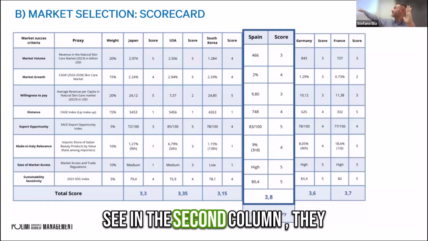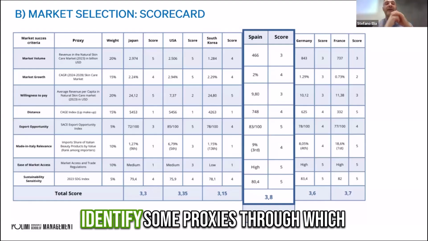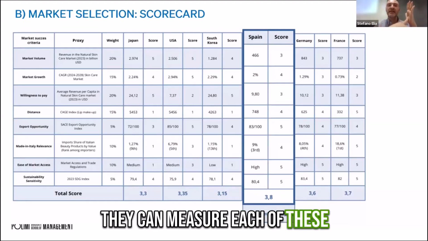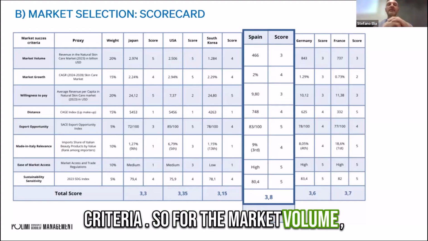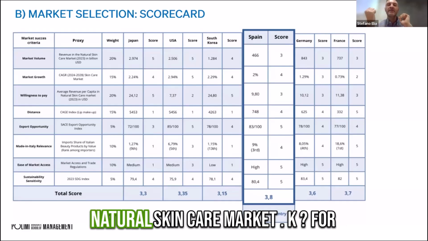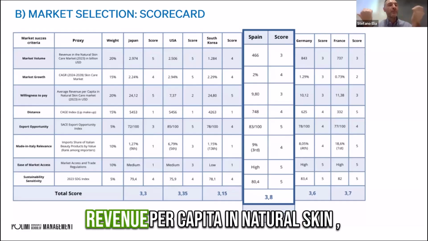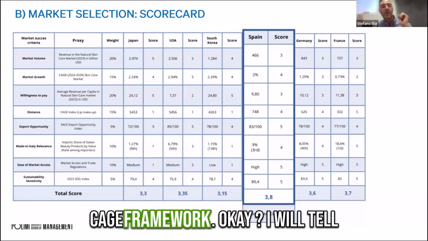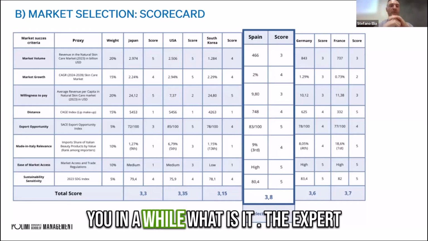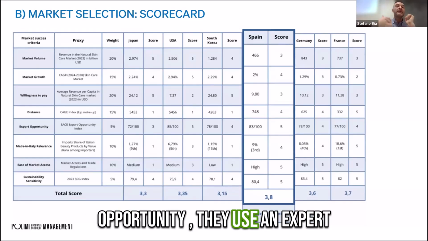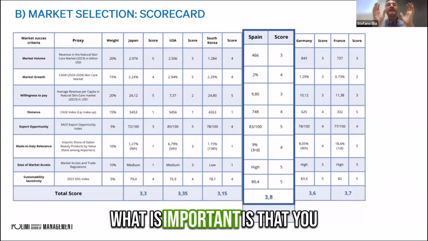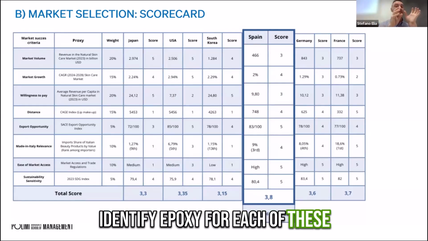Then, as you can see in the second column, they identify some proxies through which they can measure each of these criteria. So for the market volume, they identify the revenue in the natural skincare market. Okay. For the willingness to pay, the average revenue per capita in natural skincare, for instance. Distance, they use the CAGE framework. Okay, I will tell you in a while what it is. The export opportunity, they use an export opportunity index and so on and so forth. So what is important is that you identify a proxy for each of these criteria.